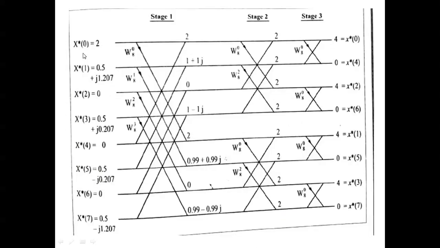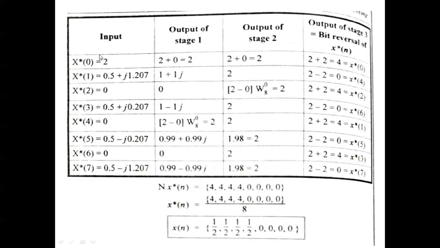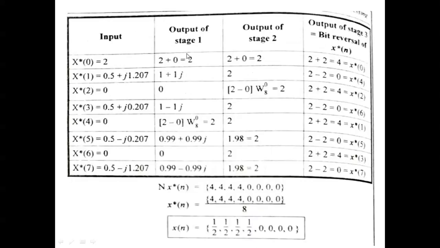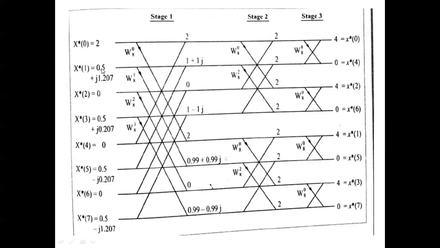So see, the input is in normal order, then stage 1, stage 2 and stage 3. The first 4 are a plus b. Here a is 2 and b is 0, so 2 plus 0 is 2, as shown here. Then in this one, we get 0.5 plus j 1.207.